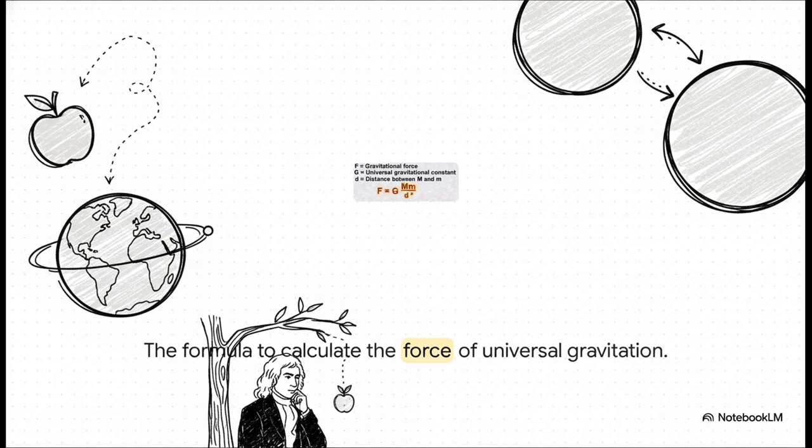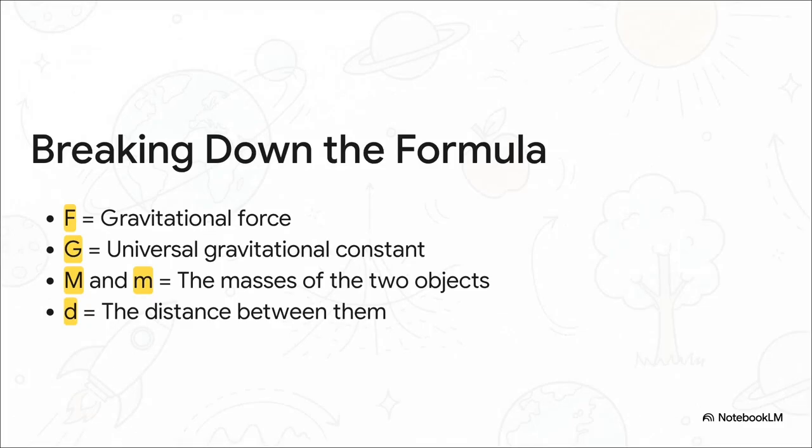Now, I know, it might look a little intimidating with all the letters, but the story it tells is actually pretty simple. So let's just break it down real quick. F is the force we're trying to figure out. G is just a fixed number, a constant that makes all the math work out right. The parts you really need to pay attention to are M and M. Those are the masses of the two objects, and D, which is just the distance between them.